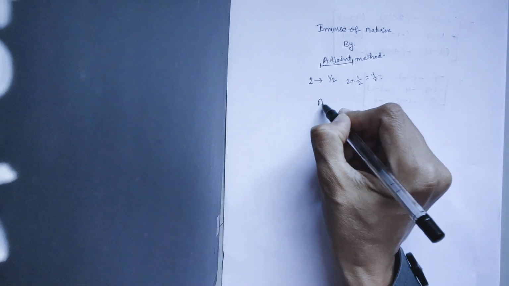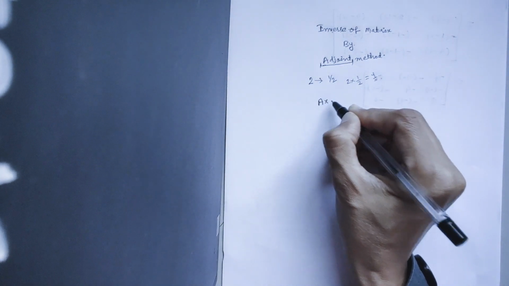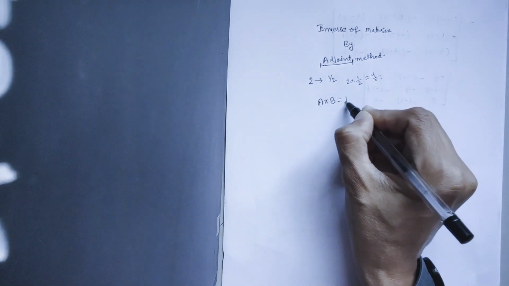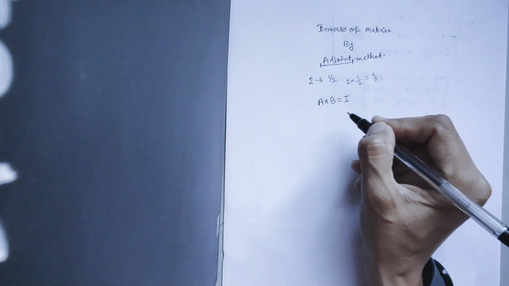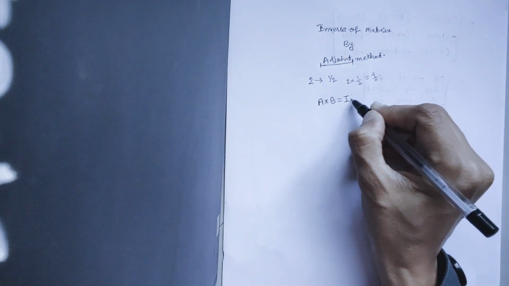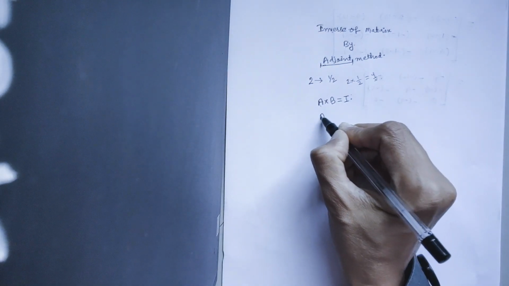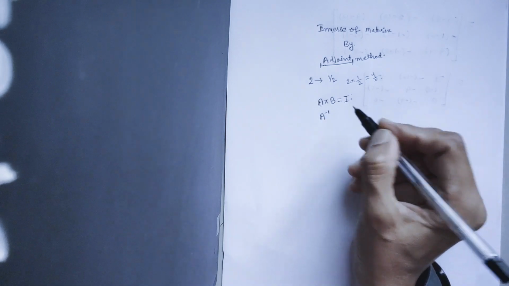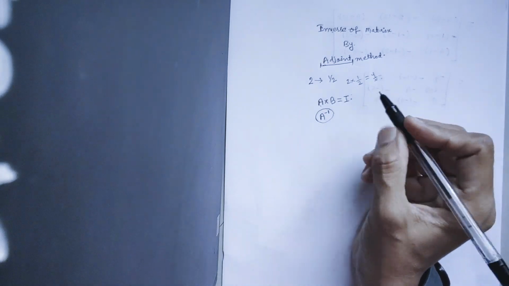So suppose you want to find inverse of matrix A, so that should be another matrix and their multiplication should be I, where I is identity matrix. So inverse of A is always indicated by A to the power minus 1.